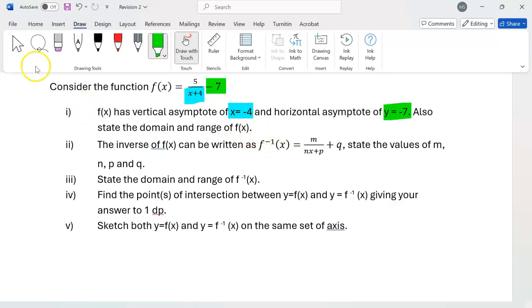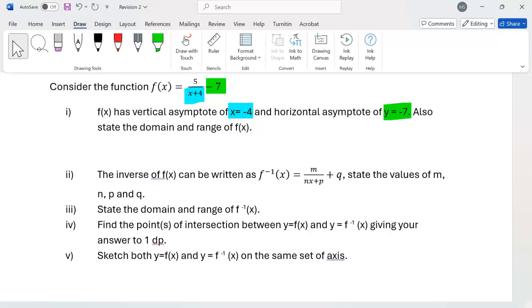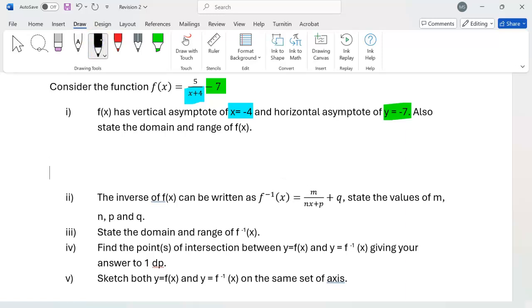Now you are also asked to find the domain and range. In this case, the domain is, your x should be an element of the real numbers except negative 4, because negative 4 is your asymptote. Except negative 4.